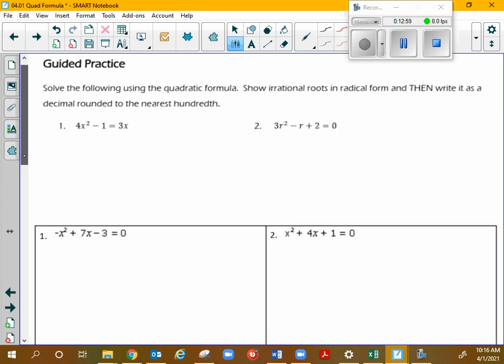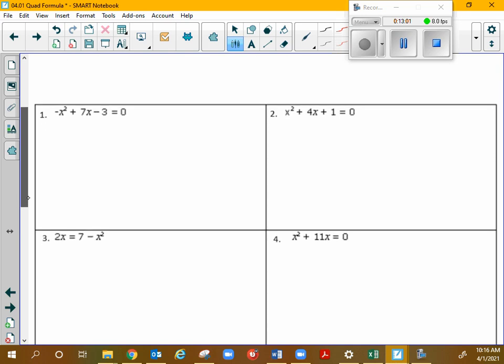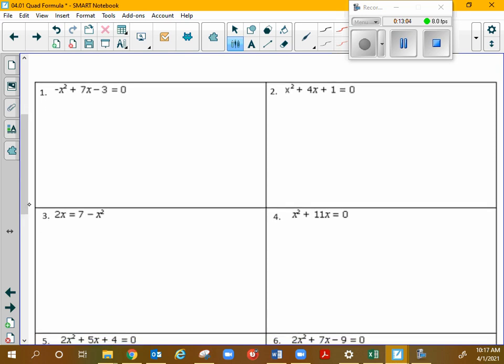Okay. I'm going to do a couple of specific problems with you. I'm going straight down to the practice that's inside the table. Okay, so looking at number 2, x squared plus 4x plus 1. Is it ready to plug into the formula? Yes, it equals 0. That's how we know it's right. What's my A value? 1. B, 4. I'm doing number 2. C, 1.